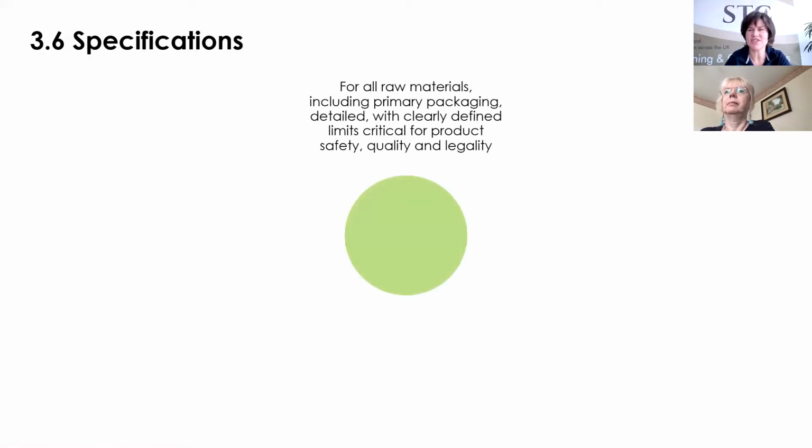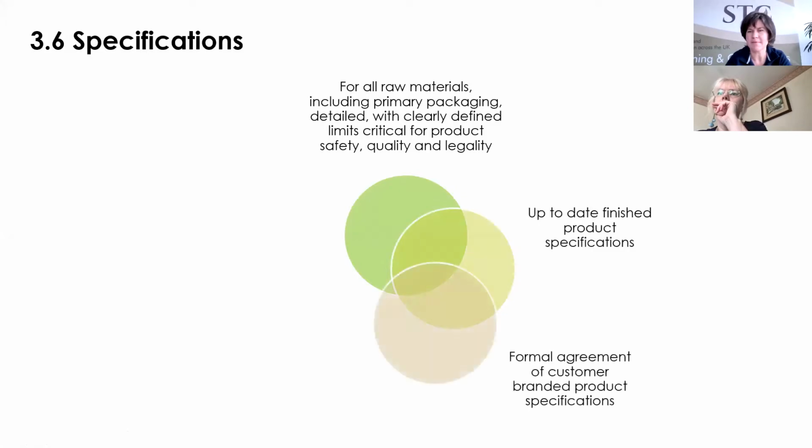Okay, another section just taken here from the course is a section on specifications. And a really important section, of course, and we detail here and talk through all the specifications that a site is expected to have in place. Okay, so it's all specifications for raw materials and primary packaging, and we look at the new definition for primary packaging in the course. Finished product specs.